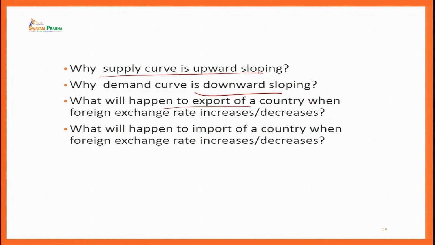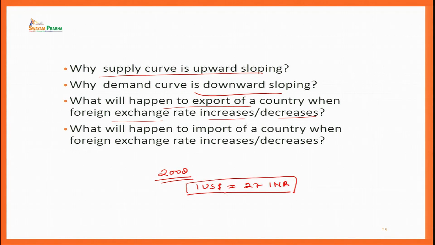And what will happen to exports when the country's foreign exchange rate increases or decreases? Say for example, recall around 2008, when there was a recession in America. As a result, there was a slowdown in India also. At that point of time, 1 US dollar was equal to 27 rupees. In 2008, when there was a recession in the US, the Indian rupee started appreciating against the US dollar, and it even went up to 27 rupees.